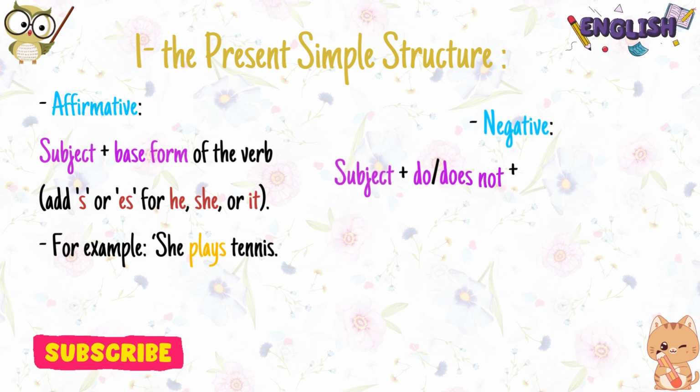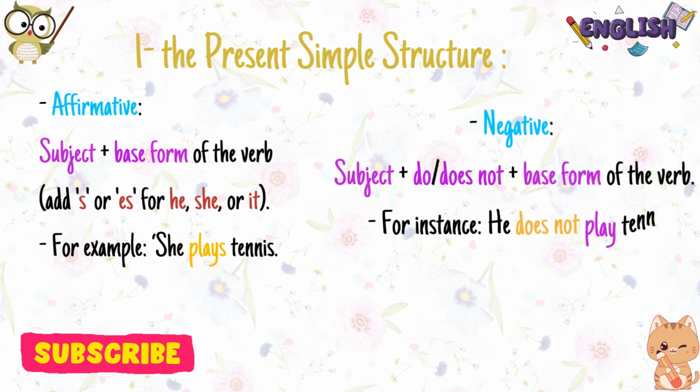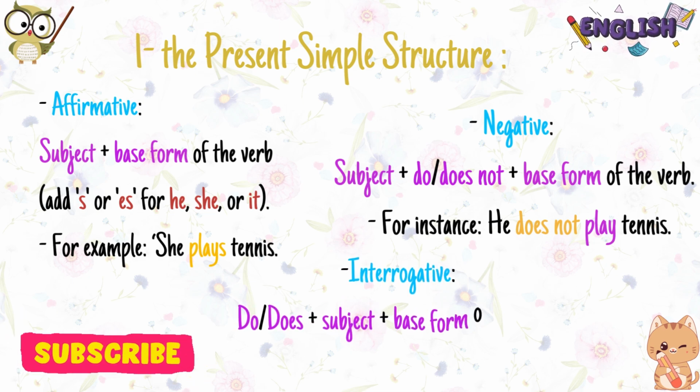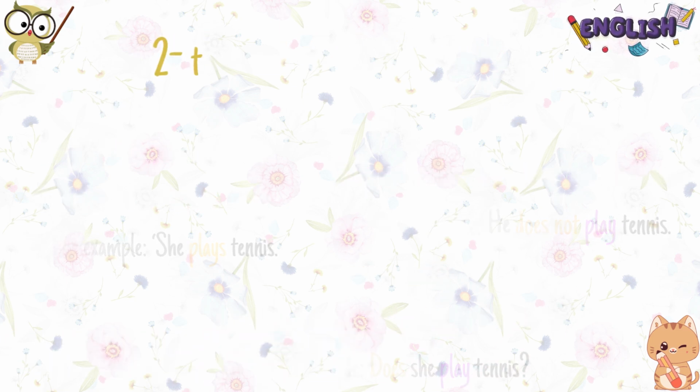Negative. Subject plus do or does not plus base form of the verb. For instance, he does not play tennis. Interrogative. Do or does plus subject plus base form of the verb. Example, does she play tennis?